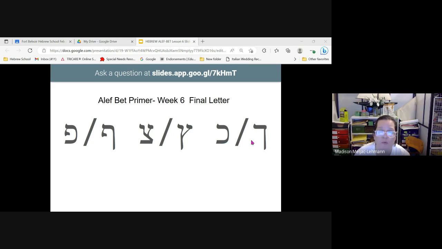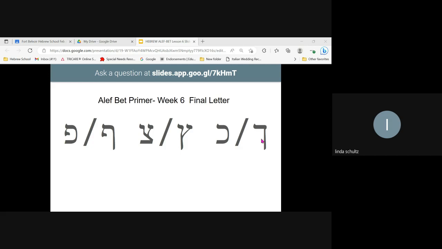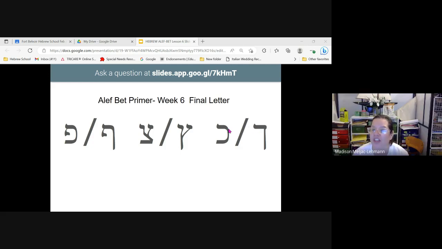Can someone tell me what this set is again one more time? Kaf and final kaf. Final kaf. You see? If you look at it, like I said, it really does look like a long dalet. It's supposed to be the top of this unwrapped, but it really does look like a dalet. There's even a dent there.